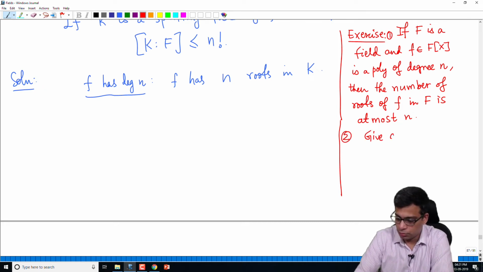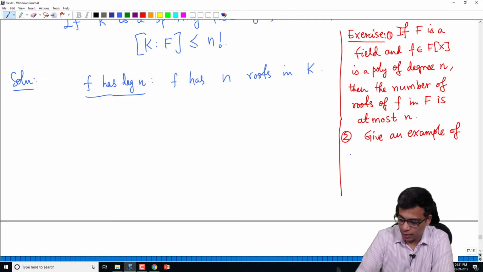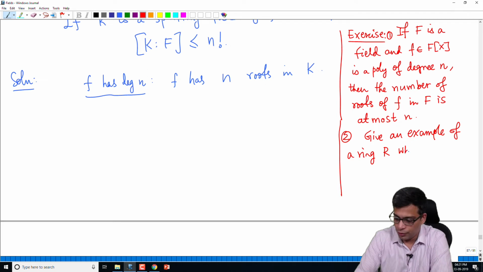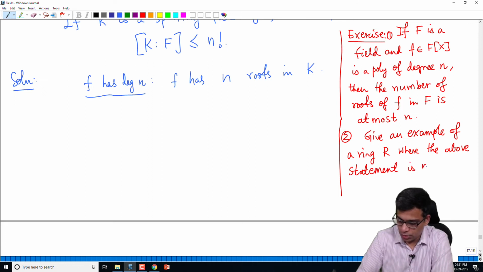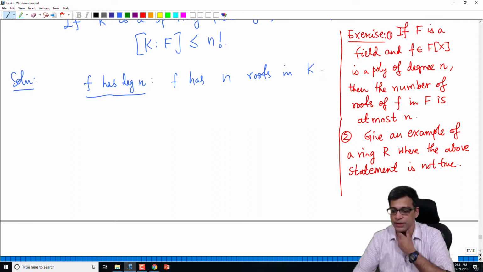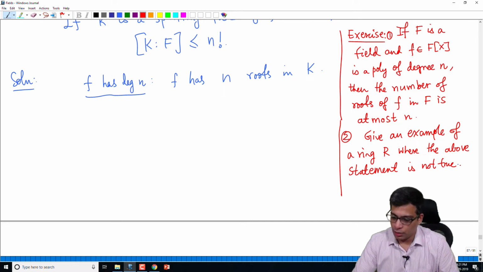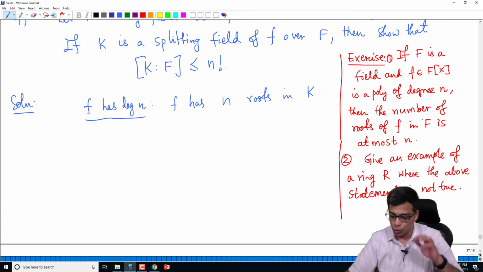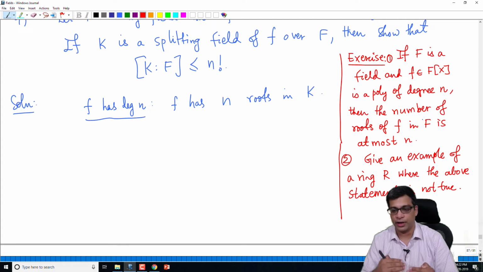Give an example of a ring which necessarily will have to be not a field, where the above statement is not true. What I am asking you to do is give an example of a ring R and a polynomial of degree n over R which has more than n roots. The difference is that you can divide by the factor x minus alpha if alpha is a root here. In general, you cannot divide by it. So I will not talk about this. This is a good exercise for you as a way of understanding both the ring theory and the field theory part of this course. I will leave that as an exercise for you. You can ask questions about this in the discussion forum.